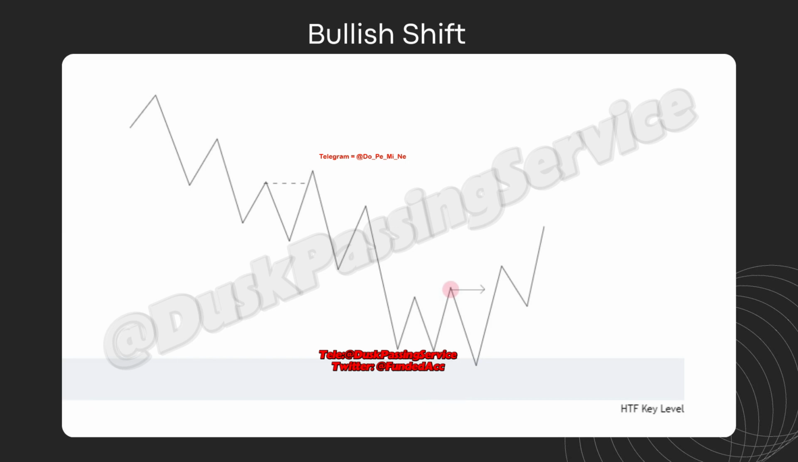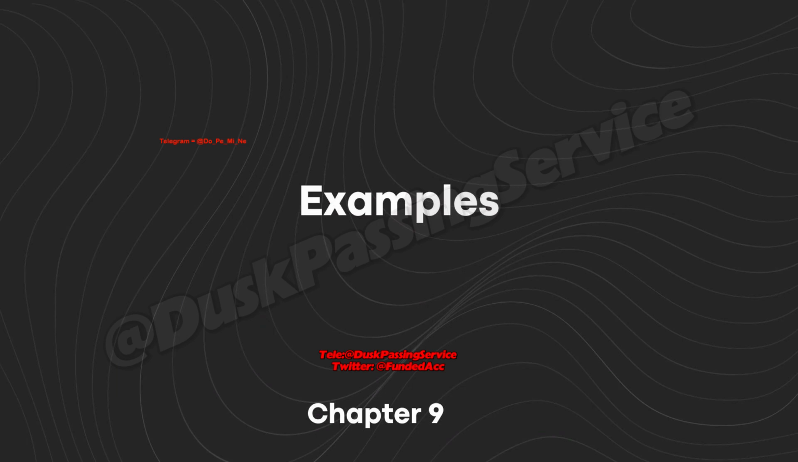And this swing originates from this high, and this high not only led price to test a key level, but also broke this low right here. So that means this has a significant key level, and when this is broken a structural shift will occur, and structure will be changed and it will shift to bullish. So let's look at some examples right here.